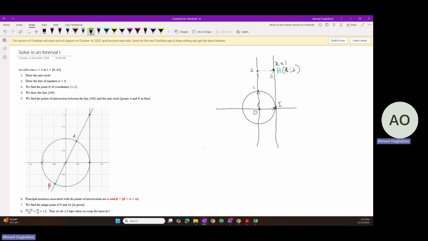So my drawing is not that nice, actually. Never mind, just explain the idea.